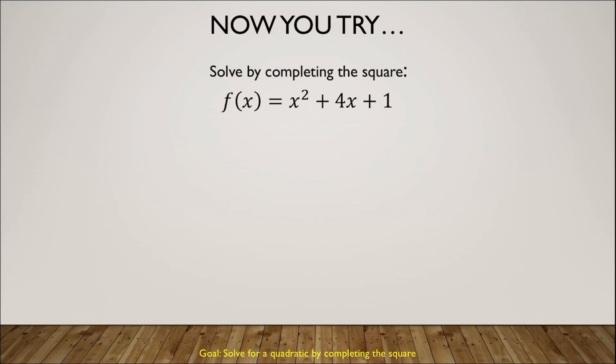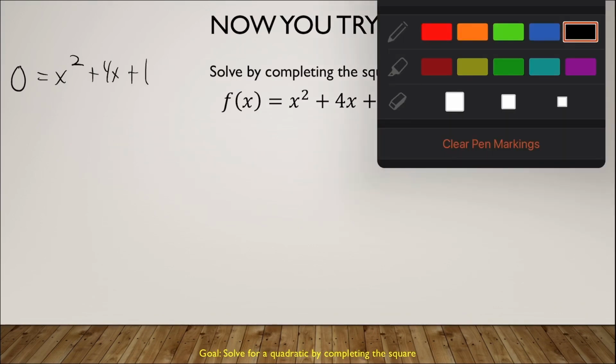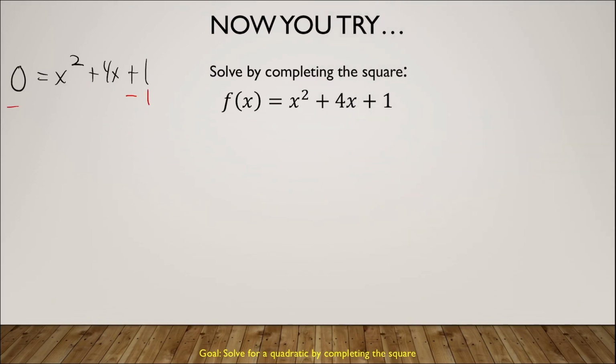All right, now I want you to try one. We're going to set that equal to 0: x squared plus 4x plus 1. I cannot factor this. I'm going to subtract 1 from both sides.